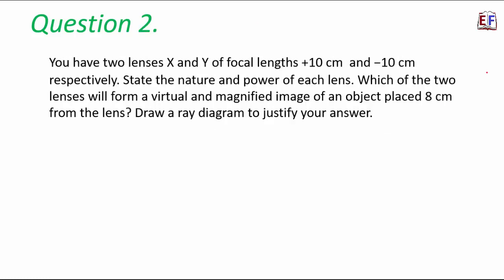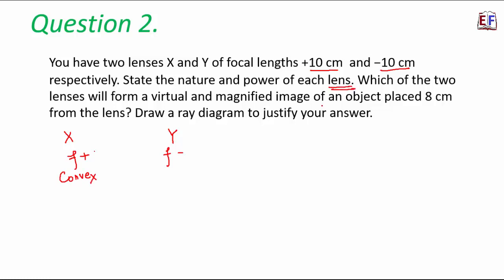Question number 2. You have two lenses X and Y of focal lengths plus 10 cm and minus 10 cm respectively. State the nature and power of each lens. Okay. So we have these two lenses X and Y. For X, the focal length is positive, and for Y, the focal length is negative. So which type of lens is X? Focal length is positive, so this is a convex lens.